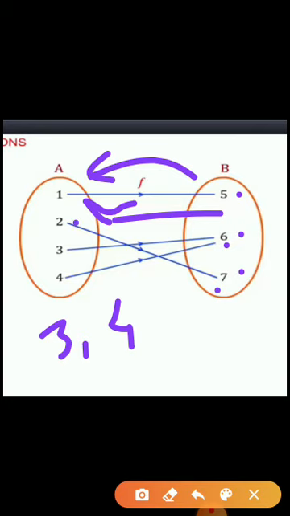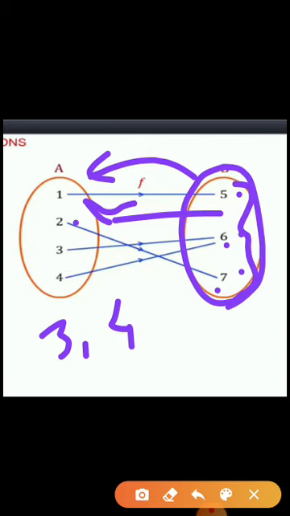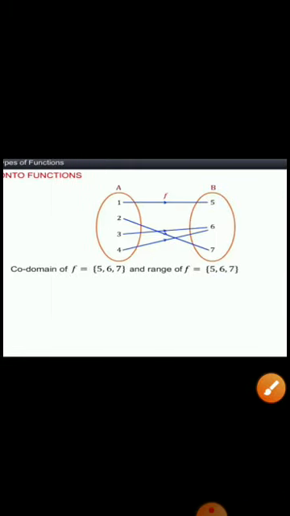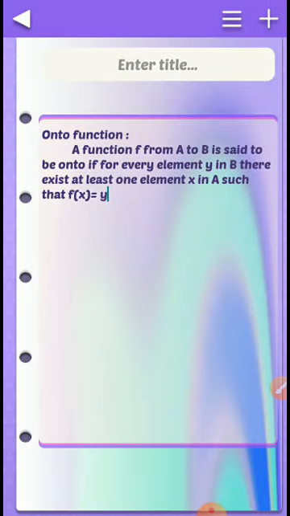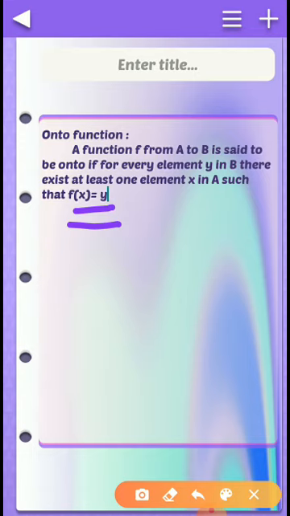Pre-image of 7 is what? 2. That means not a single element of the codomain should be left out. Okay, only then we can say that it is an onto function. So here range and codomain, we have said that both are the same and hence it will be onto function. Another definition we can say, it is said to be onto if for every element y in B, where B is the codomain, there exists at least one element x in A such that f of x equal to y. Okay, your x is the pre-image of y.